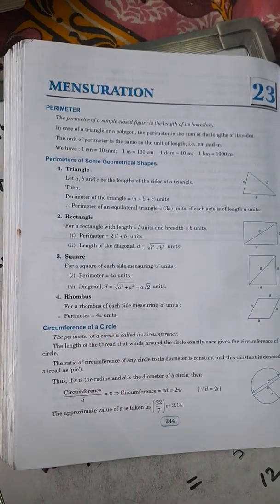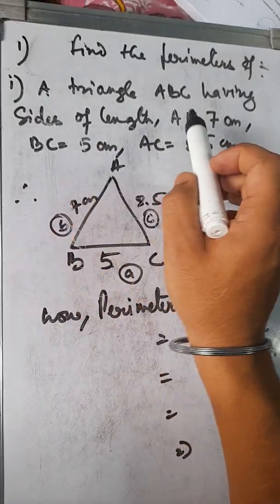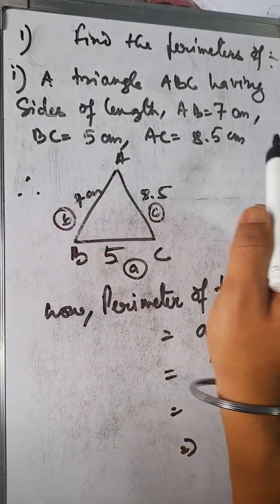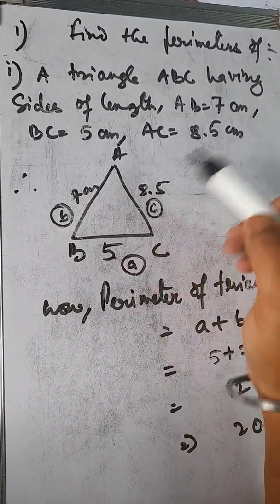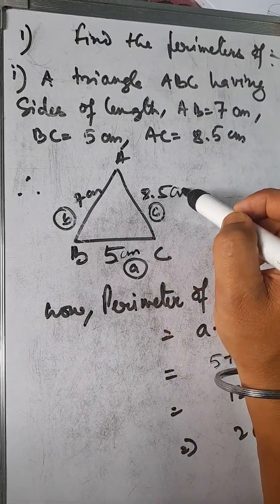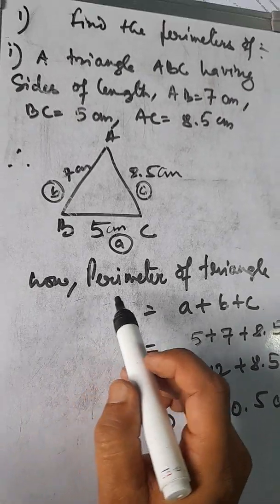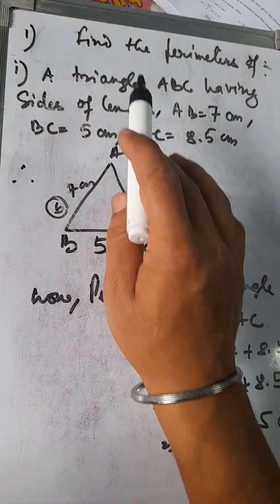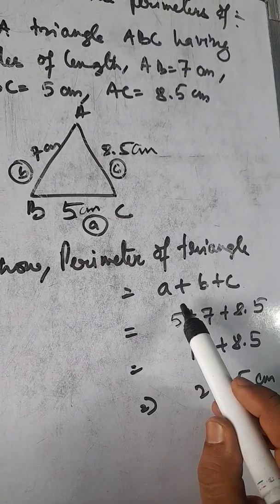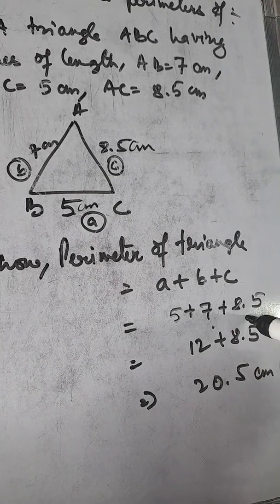Now we'll solve the first question from this exercise: find the perimeter of triangle ABC having sides of length AB equal to 7 cm, BC equal to 5 cm, and AC equal to 8.5 cm. According to the formula for the perimeter of a triangle, we set it as a plus b plus c. So a is 5, b is 7, and c is 8.5.